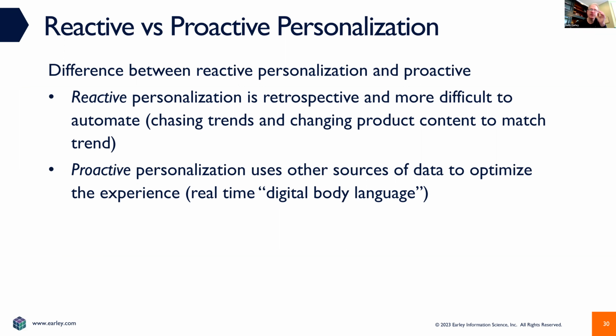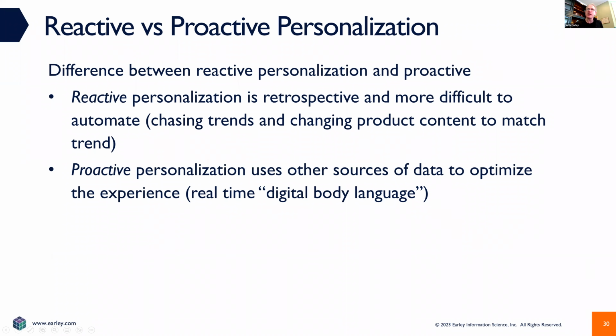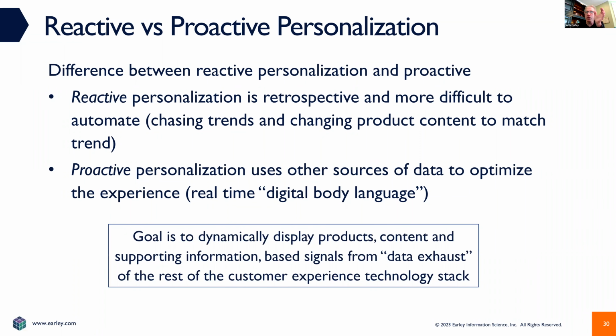And the issue here is also, you do have to be reactive in some cases, right? You do need to look at historical actions. But the goal when we think about this proactively is to dynamically display products and content and supporting information based on the data exhaust from the rest of the experience stack, right? Your other tools are telling you something about the customer. They're giving you signals. They're telling you whether the customer is responding to something or not, or what message is working. You're getting that signal. And the question is, how do you optimize your content to respond to that signal?